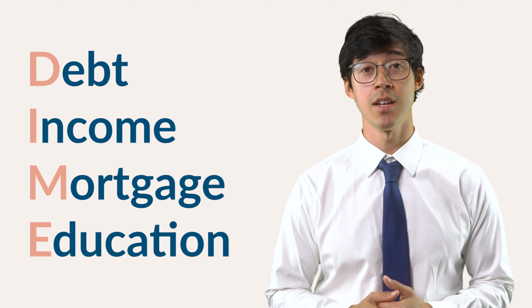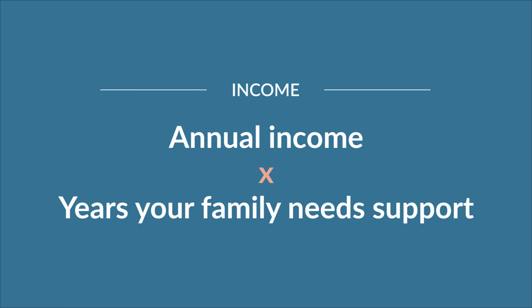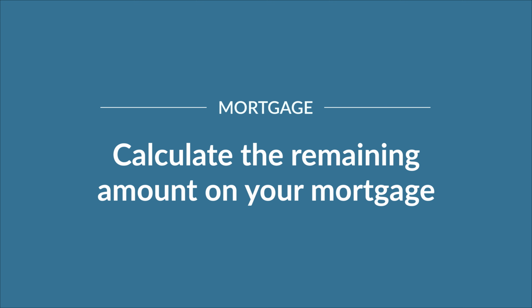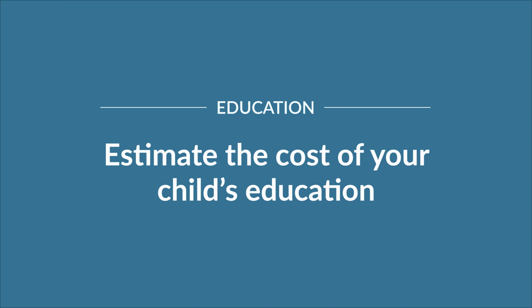Debt. Begin by adding up all your debt and final expenses. For example, debt could include any outstanding credit card bills, an auto loan, or a trip to the Caribbean. Why are you using my credit card? Income. Decide how many years your family would need financial support and multiply your annual income by that number. Mortgage. Calculate the remaining amount you need to pay off your mortgage. Education. Estimate the cost of sending your kids to school or college.